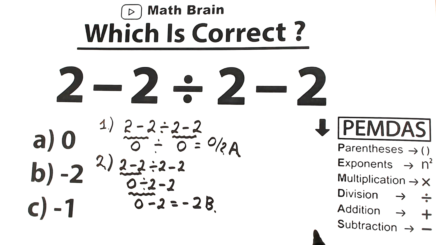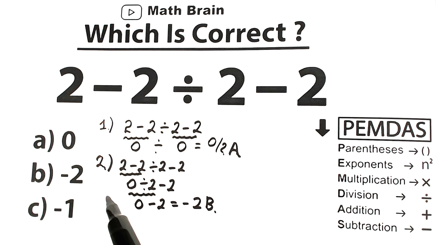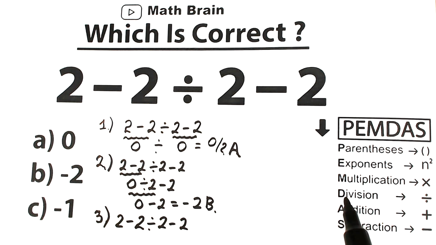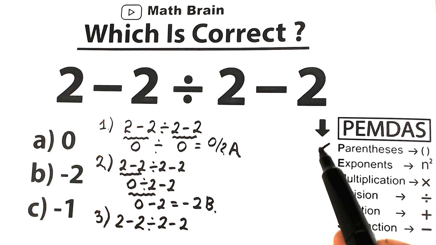Okay, so right now let's try to solve this challenge according to PEMDAS. So it was our first interpretation, it is our second interpretation, and in this third interpretation let's solve this challenge according to the correct order of operations. What do we have right here? We have 2 minus 2 divided by 2 minus 2. As I told before, let's scan what elements we have in our challenge. Do we have parentheses? I don't see any of those. We don't have any parentheses, so we just skip this part.